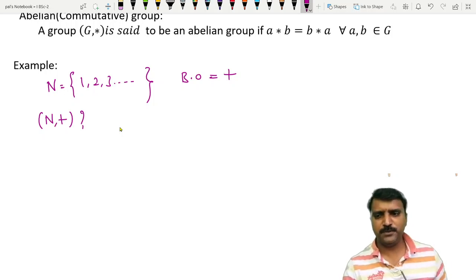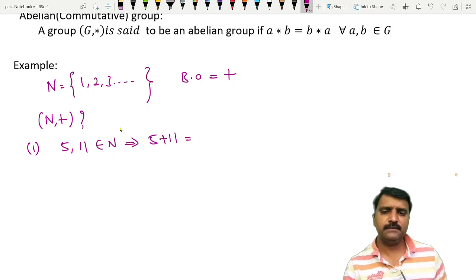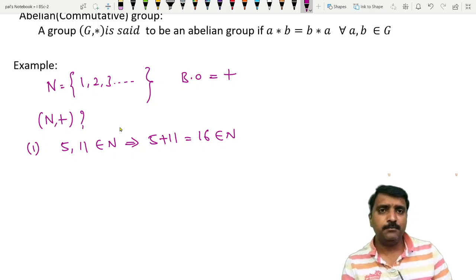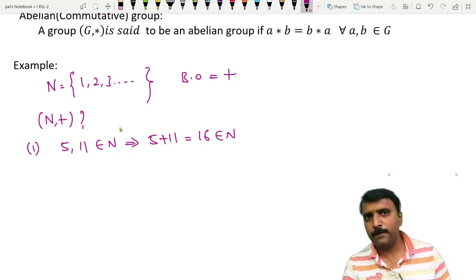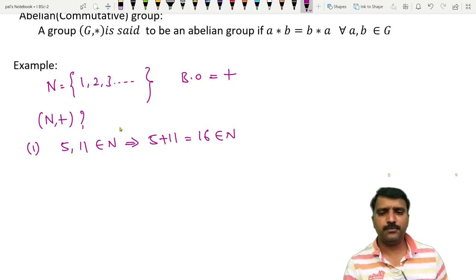What does the first property say? The closure property. Take two natural numbers and operate; what comes from plus should be a natural number. So I am just taking 5 and 11, which are natural numbers, which implies that 5 plus 11 is equal to 16. 16 is also a natural number. I took just an example, but you take any natural number and operate with plus, definitely it is a natural number. So natural numbers satisfy the closure property. Closure law is satisfied here.